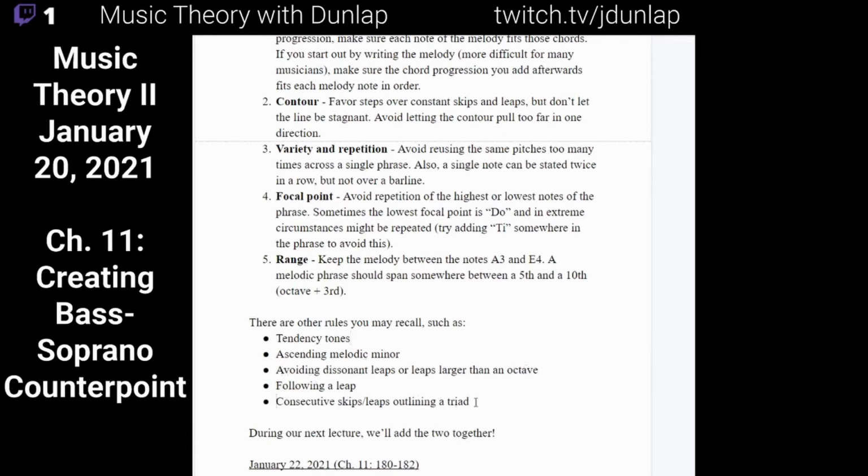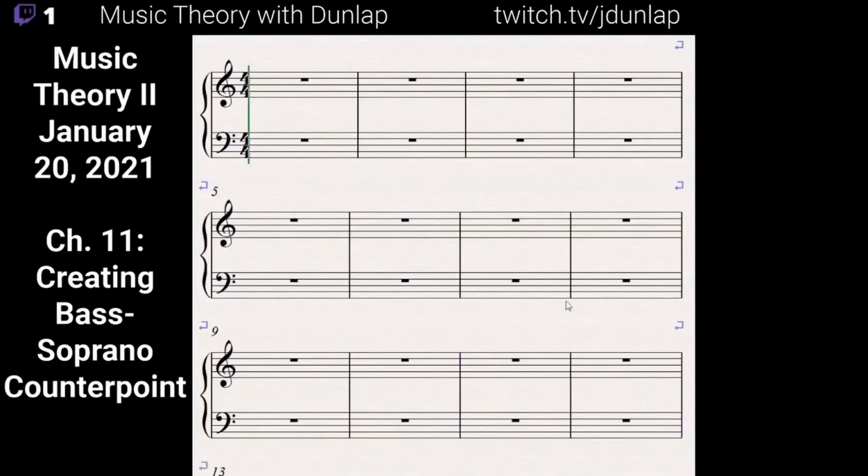Consecutive skips and leaps outlining a triad. If we're doing consecutive steps and leaps, we want to go no more than an octave total, and we want it to outline a triad. So we don't want to go C, E, G, B, because that's a 7th chord. We don't want to go C, F, B, because that's consecutive fourths. That's not a triad, but any combination of notes that forms a triad in any so-called inversion spanning an octave is fine. So we're going to do an example in C major.